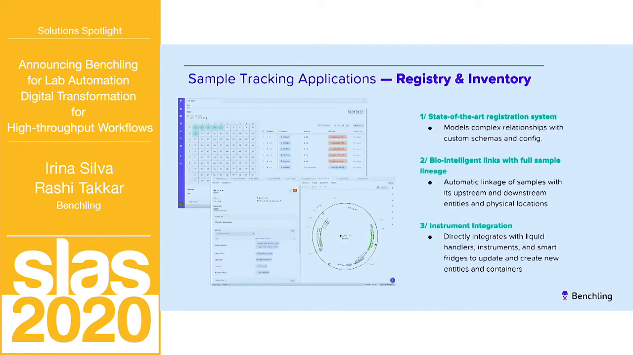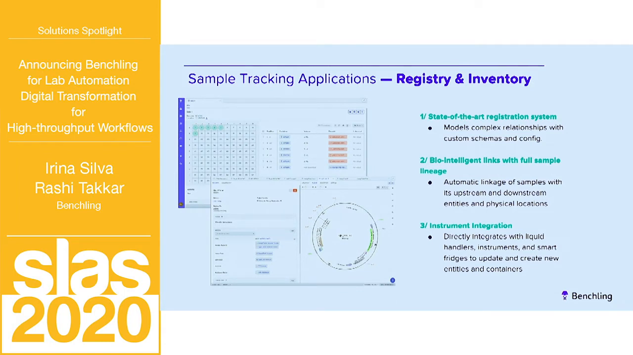The second type of applications we have are the sample tracking applications, which is the registry and the inventory. We call ourselves, we have the state-of-the-art registration system because you're easily able to model complex relationships with custom schemas or configurations. What that means for you is you have a mouse, you get the tissue from it, you have the actual hybridoma, the lead, all of that is interlinked, and they're clickable links that you can find more details on.